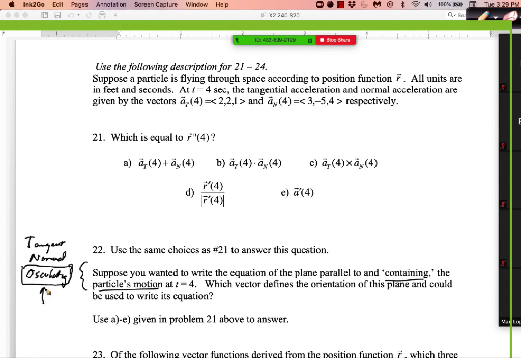Remember the osculating plane, how do we get that? The binormal vector is the defining vector for that, and that was T cross N. Since this is in the direction of T and this is the direction of N, we can cross these to get the same direction as B. So for 22, it's going to be C. That gives the same direction as T cross N, because the tangential acceleration is in the direction of T and the normal acceleration is in the direction of N, so the cross product will be in the direction of B. And that will define the osculating plane.